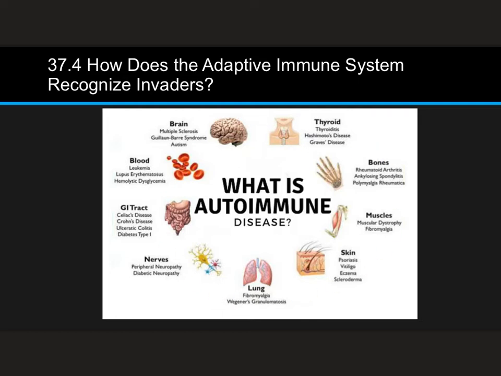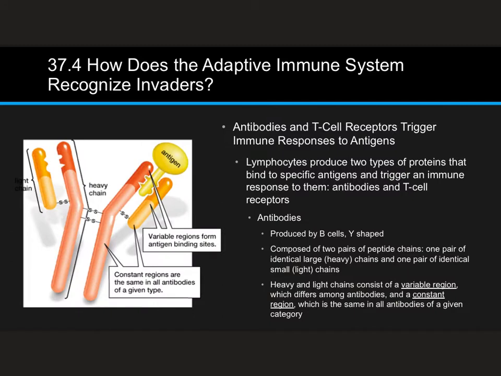A lot of these you'll see commercials on when drugs are trying to treat this now. It's a very complicated system to try to treat these diseases. Okay, so let's say some sort of antigen gets into your body. What happens? Well, antibodies and T-cell receptors trigger your immune response.